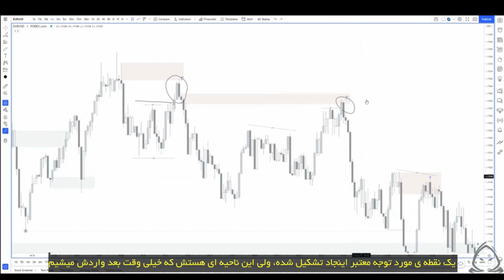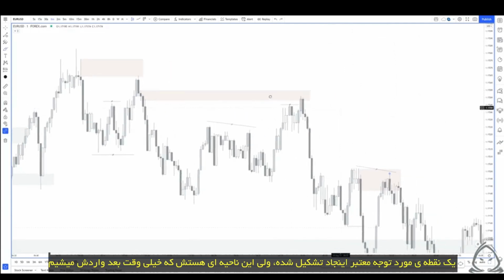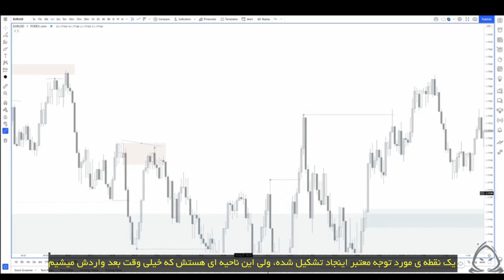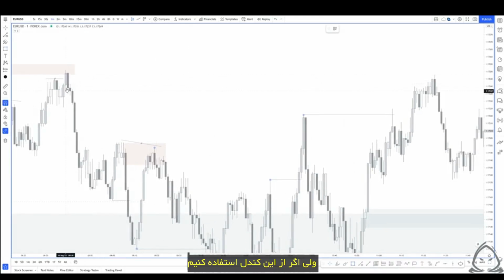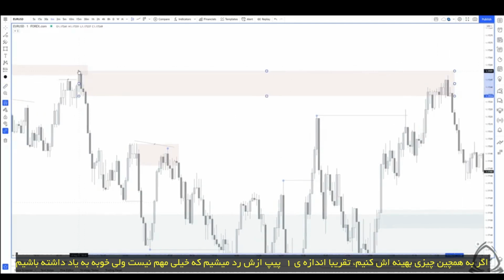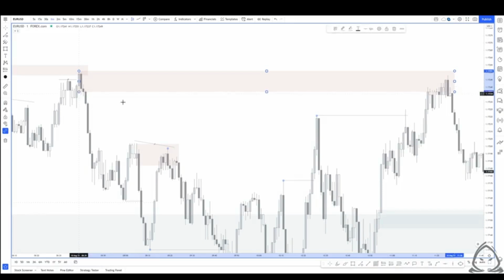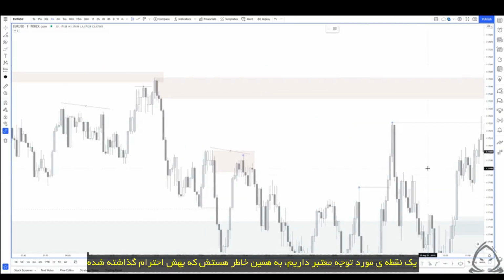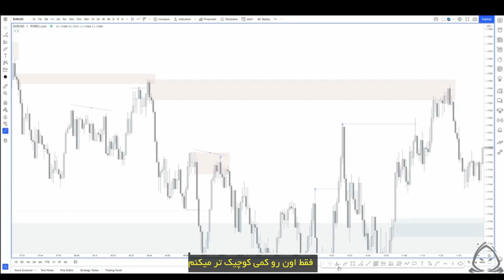We've created a valid point of interest right here, but this is a zone that does not get tapped until much later. But as we can see, if we use this candle right here, or if we refine to something like this, it does wick it by like a pip, which is not a big deal, but something to keep in mind is we do get a valid point of interest, which is why this gets respected. So let me just make that a little bit smaller.